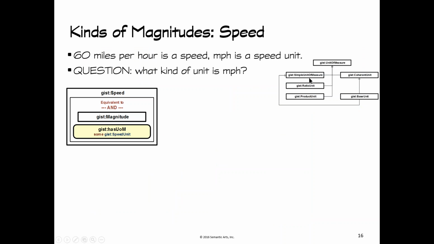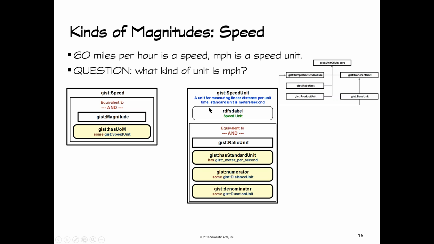So what kind of unit is speed? So is it simple, is it ratio, is it product? Well, it's a ratio unit because it has a numerator and a denominator. So the numerator is a distance unit, and the denominator is a unit of time, so we call that a duration. Okay, so the speed is something that has a unit of measure of a speed unit, and that speed unit is something whose standard unit is meter per second.